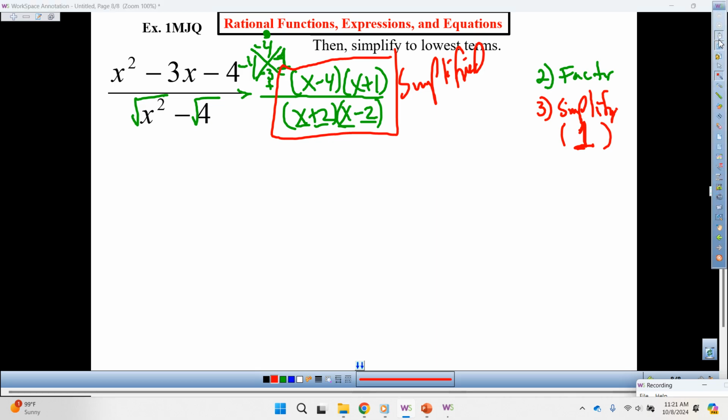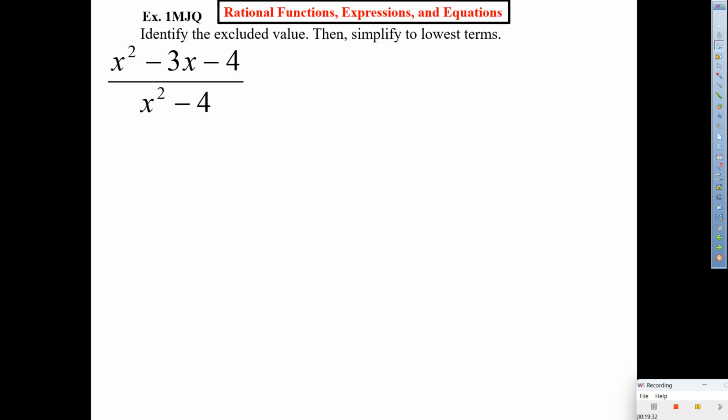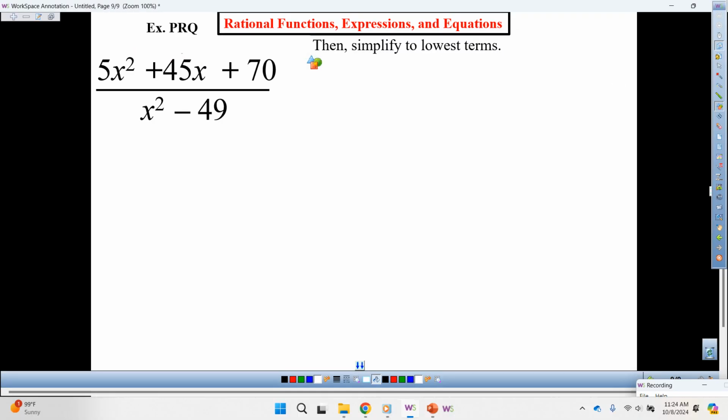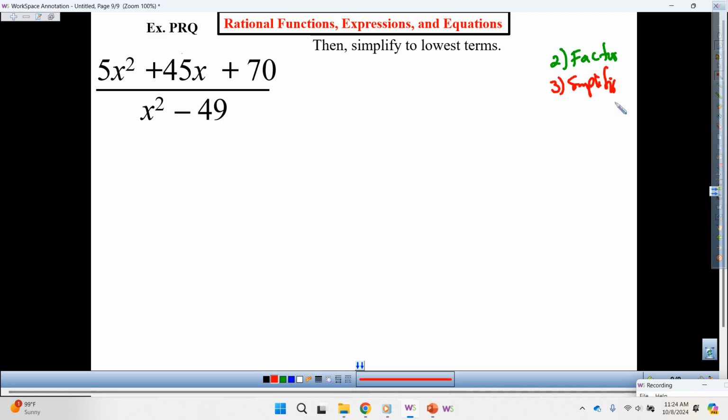Let's do another one. Copy this one. And send me your notes, please, for that one. I want to see what you did. Example: we got 5x squared plus 45x plus 70 over x squared minus 49. For this one, I only want it simplified. All right. So that means we start from step two, which is to factor completely, top and bottom. And step three, simplify, which means identify any giant ones.